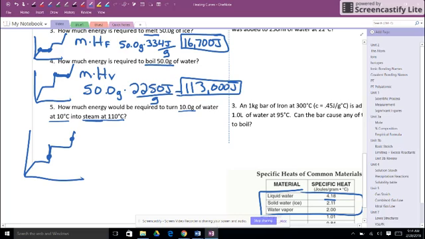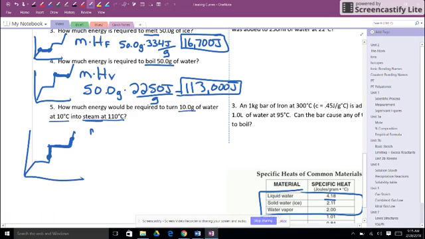So we need to first figure out how much energy it requires to raise the water to 100. Then we have to boil that water, and then we have to raise the temperature of that steam. So if I look at my little heating curve here, we have to add together 3 different lines. And we can't just go from 10 to 110. We need to add these 3 portions of the heating curve.